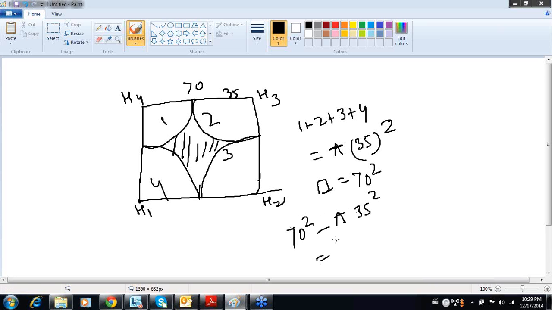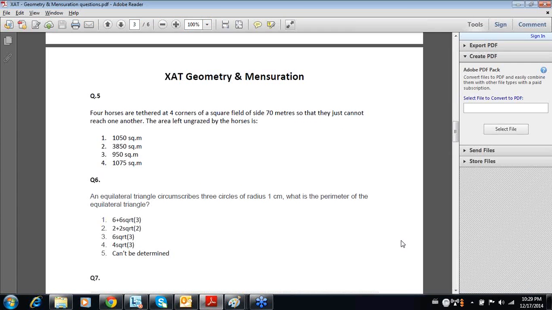So it will be equal to 4900 minus 3850, which is equal to 1050. So we have an option 1050. Option number 1, we'll go ahead and mark option number 1, 1050. That is the right answer. Everybody clear with this?